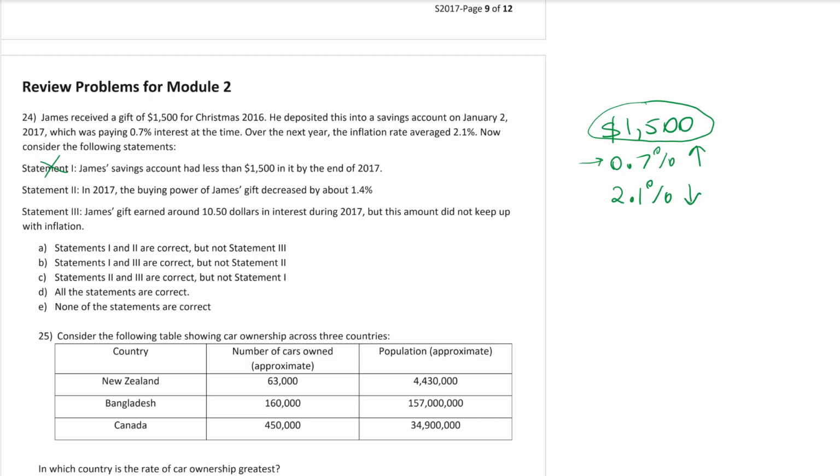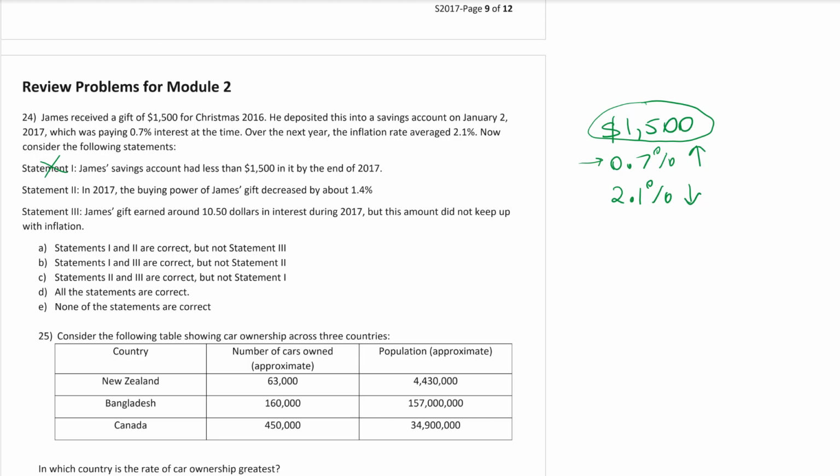No, he's going to have more. It's not about the money. It's also about the buying power of that money. So that's why we've got to look at the next statement. In 2017, the buying power of James' gift decreased by about 1.4%.